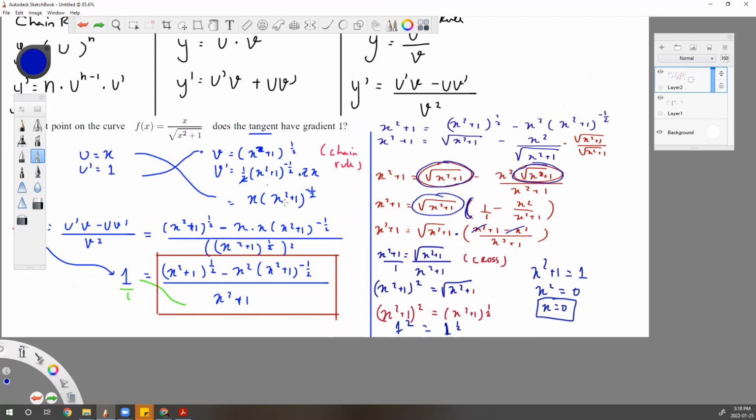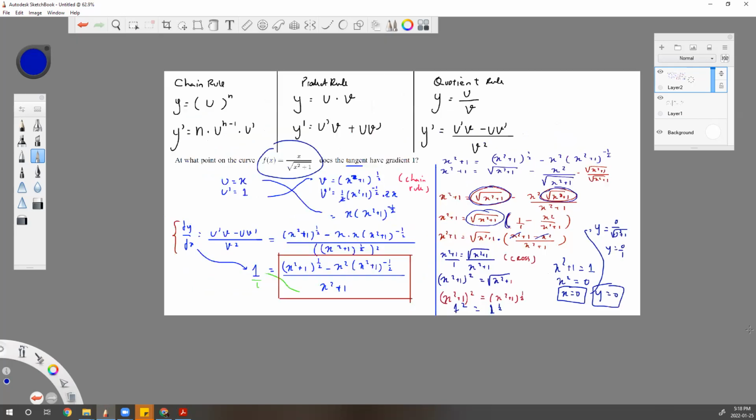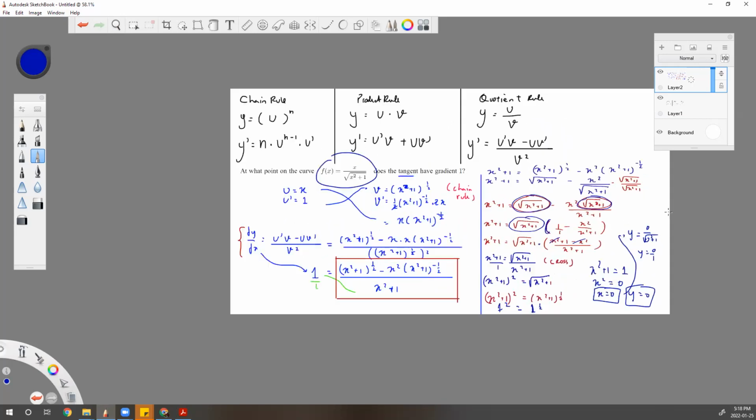And then after you get x, the question is asking you for what point. So you have to find the y. So substitute. The y equals 0 over square root of 0 plus 1, right? So y equals 0 over 1, 0 also. So the answer is (0, 0). Get it, Vicky? It's hard, yeah. Again, I have to admit that this question is hard, but you know how to solve it using chain rule, product rule, and quotient rule.